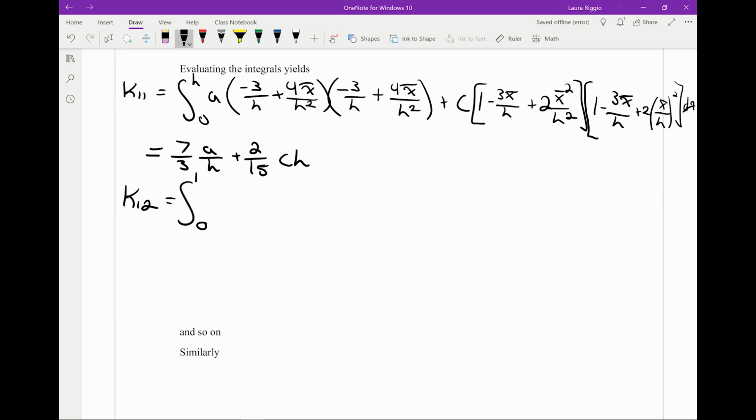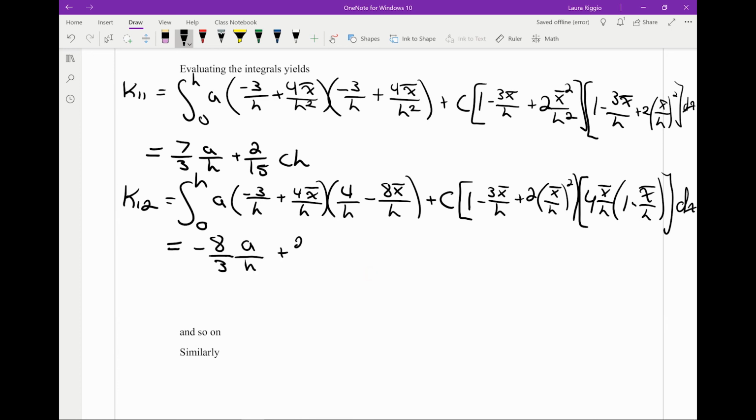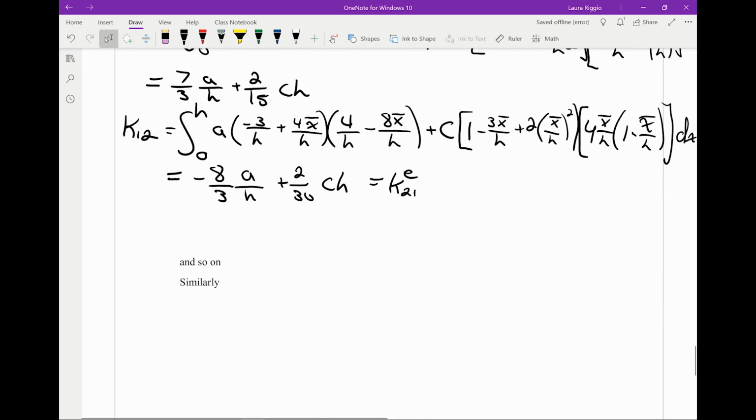K12 would be the integral from 0 to h of a times (minus 3 over h plus 4x bar over h) times (4 over h minus 8x bar over h) plus c times (1 minus 3x bar over h plus 2x bar over h squared) times 4x bar over h (1 minus x bar over h) dx, which gives you minus 8/3 a over h plus 2/30 ch, which again is going to be equal to K21 because of symmetry. And this would go on and on.